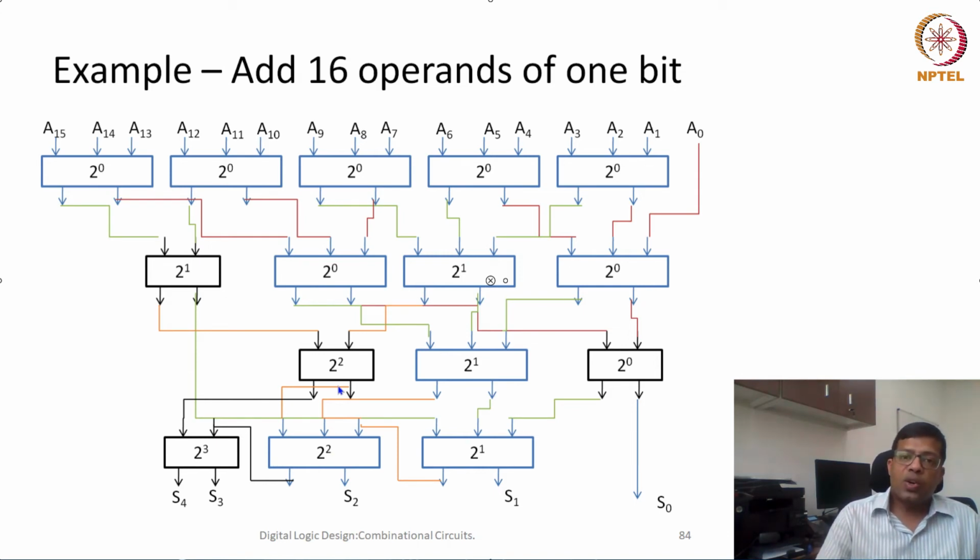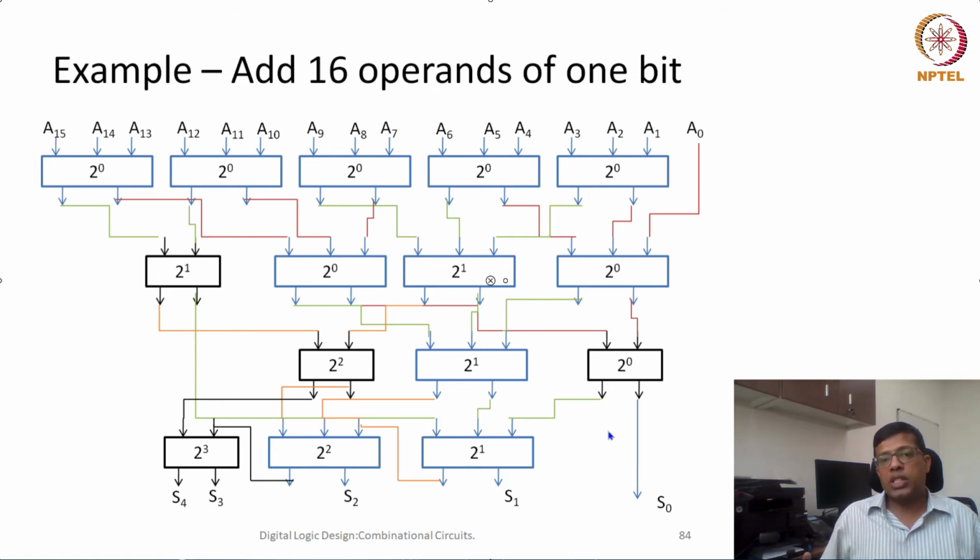What is the delay of this whole adder? The delay would be one full adder delay, second full adder delay, third full adder delay, fourth, fifth, and sixth full adder delay. So the whole computation can be done using 6 full adder delays. And the total area is also quite small: 1, 2, 3, up to 15, so overall 15 adders are used. Out of them 11 were full adders and 4 were half adders.